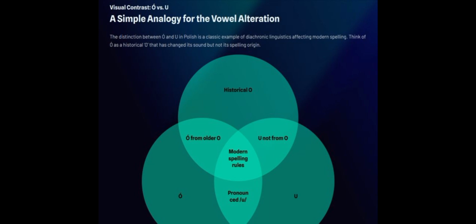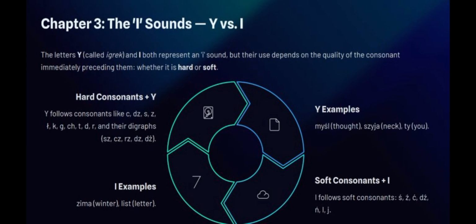Visual contrast, ó versus u. Think of ó as a historical O that changed its sound but kept its old spelling. Meanwhile, u represents a newer spelling without that history. Both are pronounced U, but their origins are different. Chapter 3. The I sounds, y and i.